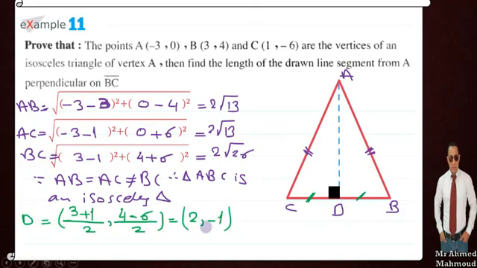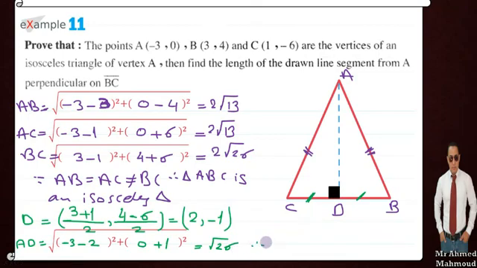Okay, now to find the area of triangle ABC, I need to find the length of AD. So I will find the length of AD like this. AD equals negative 3 minus 2 all power of 2 and 0 plus 1 all power of 2, which is equal to root 26. Now I can find the area of triangle ABC.